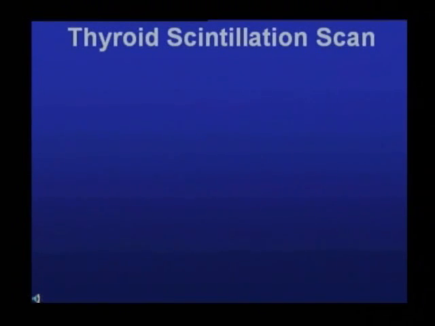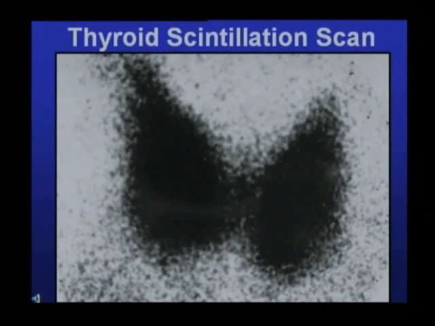A normal thyroid scan is shown here. Areas which are darker indicate higher activity, and thus are areas in which iodine is being concentrated. Areas which are lighter are relatively lacking in activity and therefore are not concentrating iodine. One can see the right lobe of the thyroid here, the left lobe of the thyroid here, and the isthmus here. Note the uniform distribution of the iodine uptake. This is a scintillation scan of a normal thyroid gland.